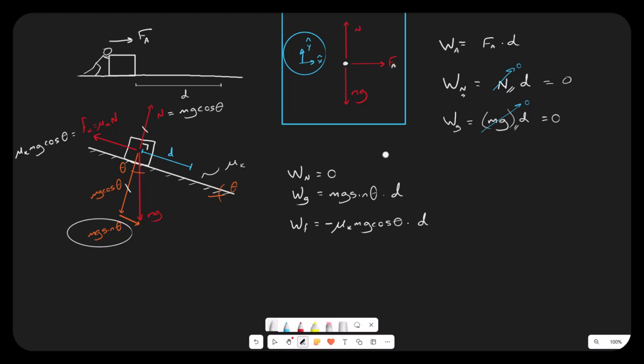So I can find the work done by any force, whether it's conservative, like gravity, non-conservative, like friction, or this one, which is non-conservative but does no work because it's perpendicular. I can find the work done by any force. I don't have to limit myself to just non-conservative.